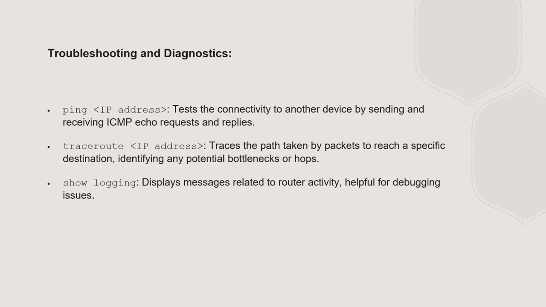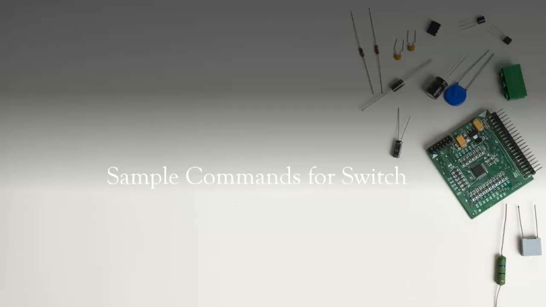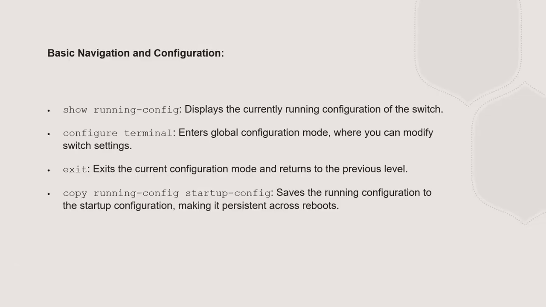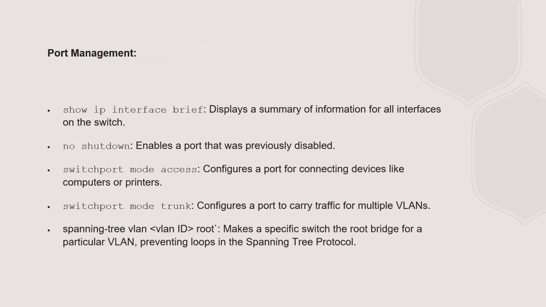And show logging displays the messages related to router activity which you already performed, helpful for debugging issues. Similar commands we will also observe in the switch. The commands are almost similar, starting with show running config, configure terminal, exit, and copy running config startup config. And then port management as well, you can also open the interfaces, like enable the interfaces, or switchport mode access, or switchport mode trunk as well.